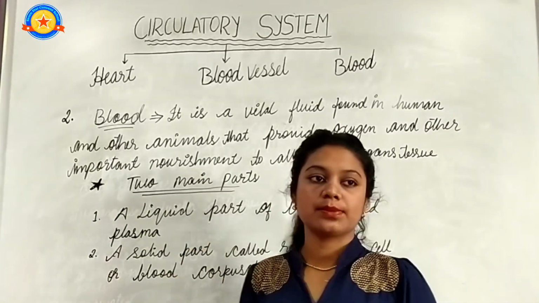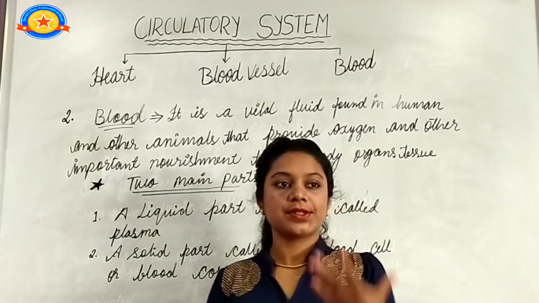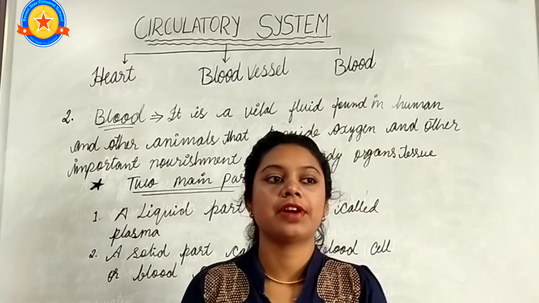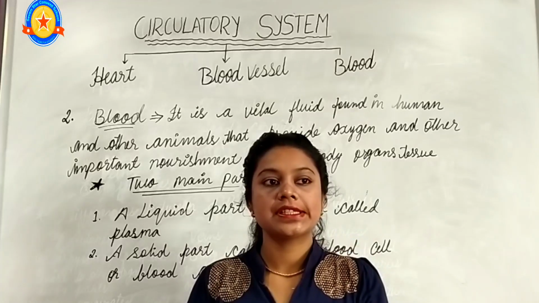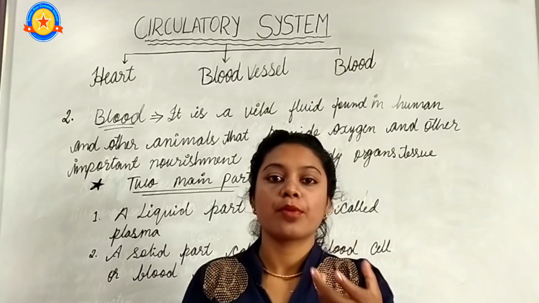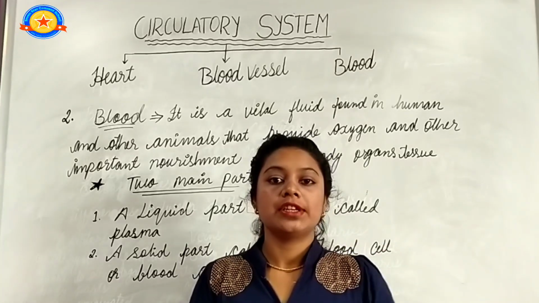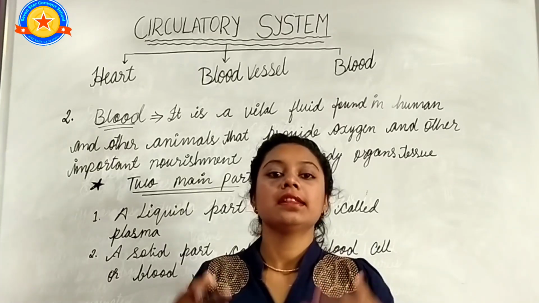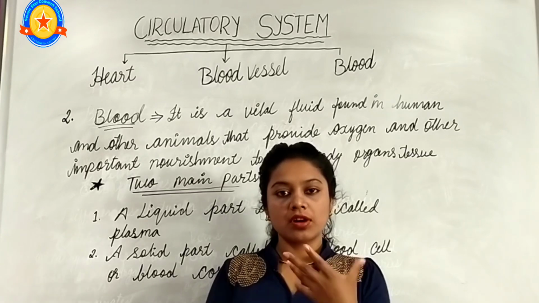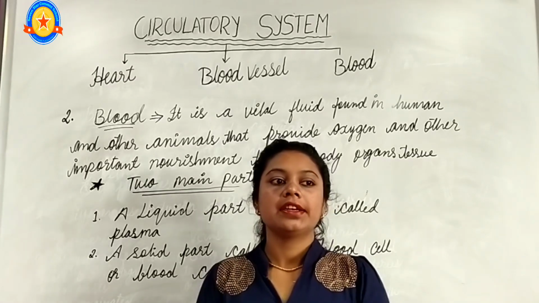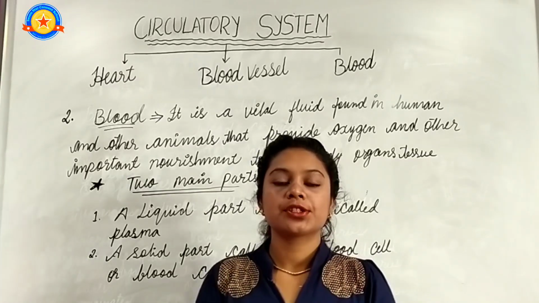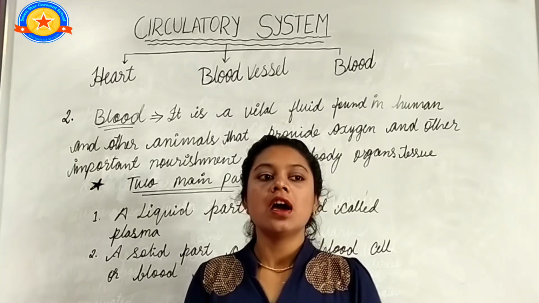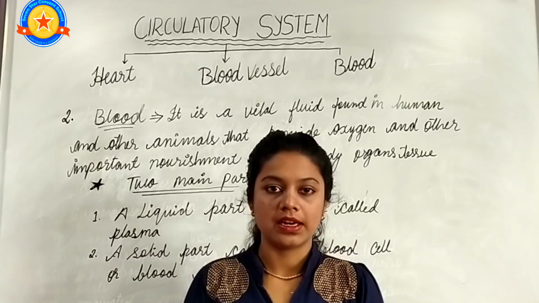Now what is plasma? Plasma constitutes the major part of the blood, about 55%. It is yellowish in color and consists of protein, salt, water, vitamins and hormones, and it dissolves gases and fats. As for its function, it carries a large number of important products and helps to regulate the other contents of the blood.